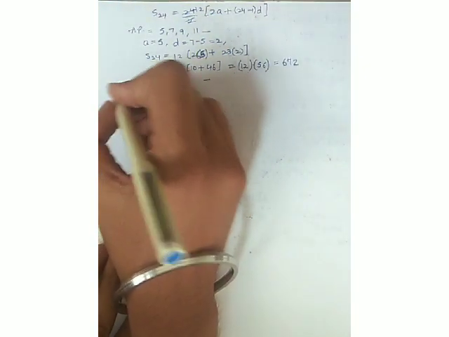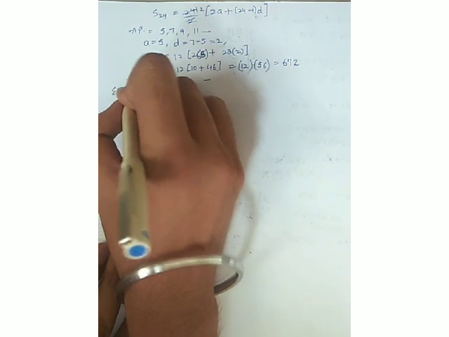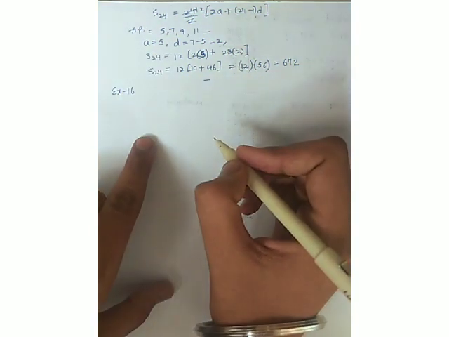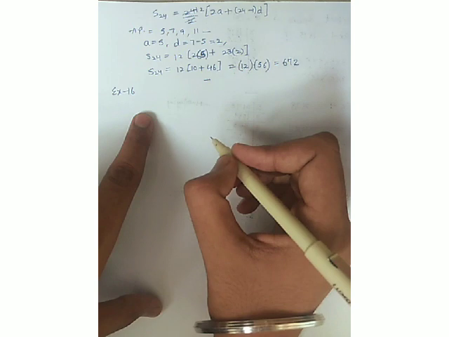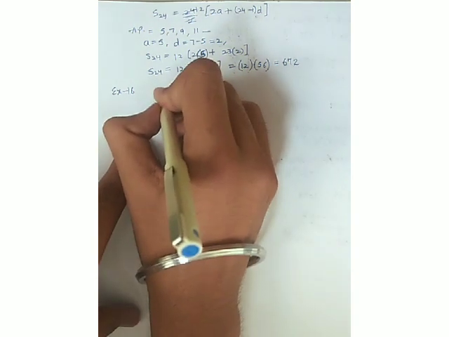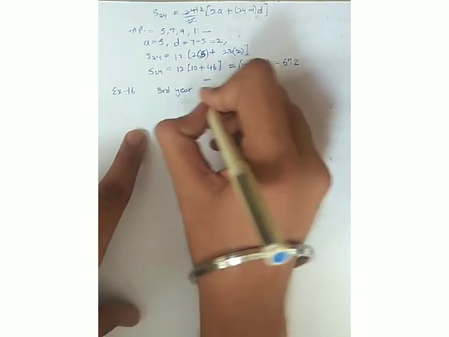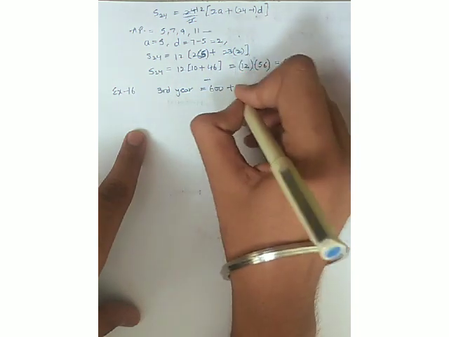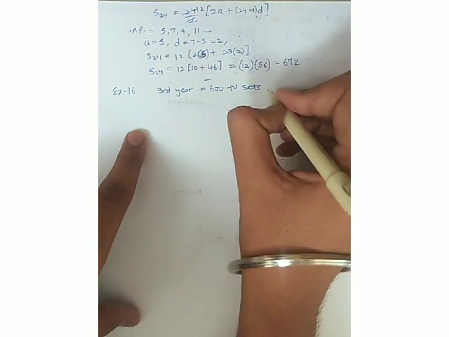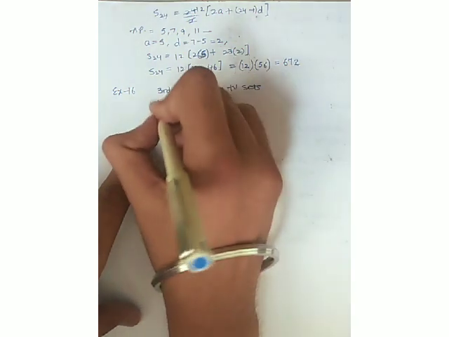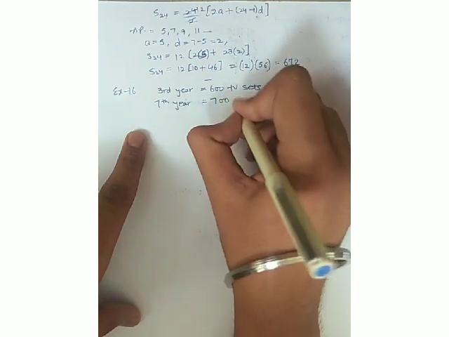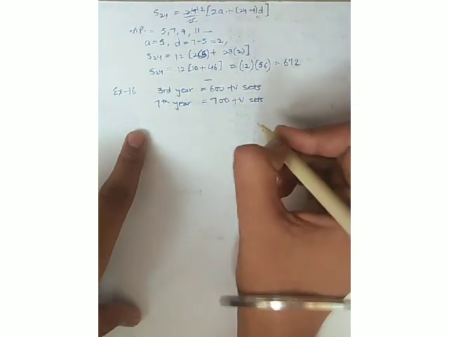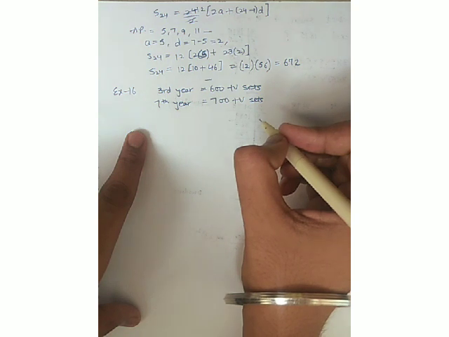Let's move to our last example of this exercise, that is example 16. This is a statement kind sum, and in this example it's written that a manufacturer of TV sets produced 600 sets in the third year, and 700 sets in the seventh year, assuming that the production increases uniformly.